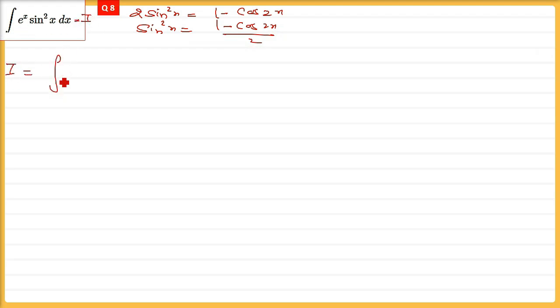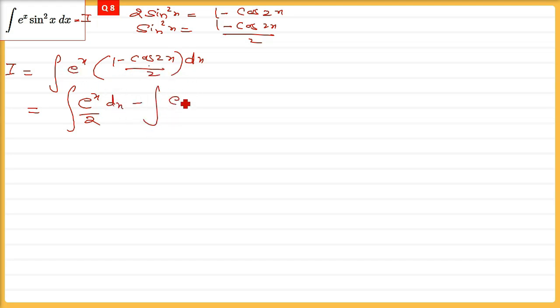So this I can be written like this: integration of e raised x times 1 minus cos 2x divided by 2, with a dx. Now we will multiply this e raised x inside, and the 2 is already there. So integration of e raised x by 2, and the first term is e raised x by 2, and the second term will be e raised x into cos 2x by 2. The half you can bring in front. This is your I. Now we'll call e raised x cos 2x as I1.